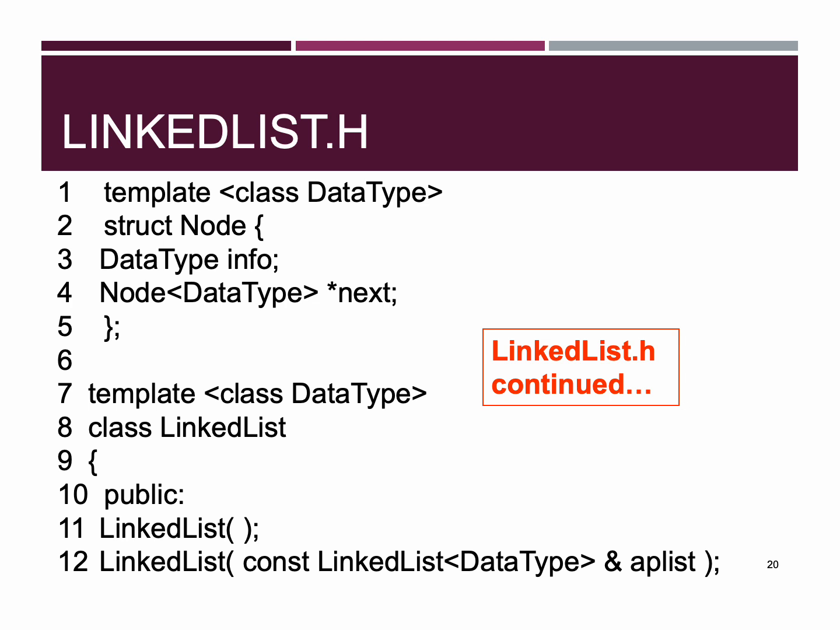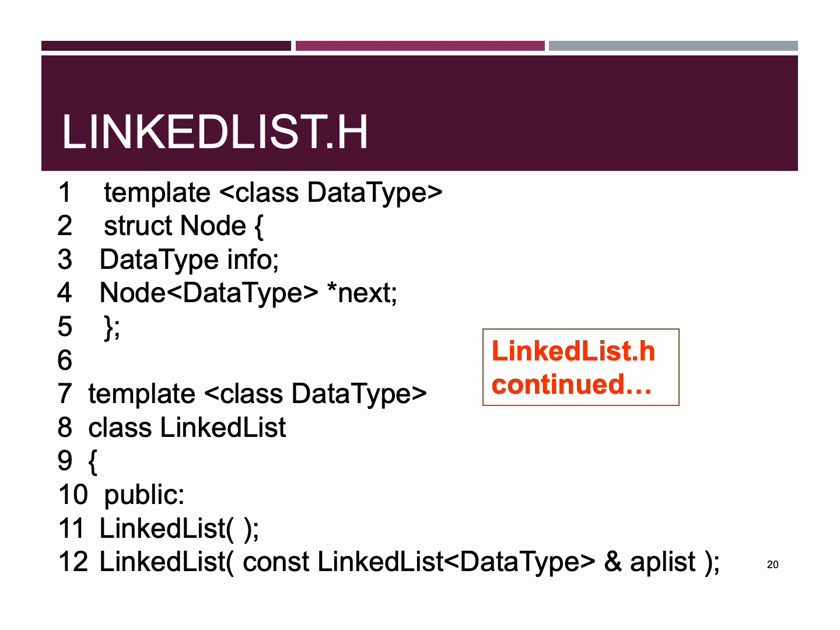Okay, so now let's take a look at the LinkedList.h, which is a header file which defines the structure and the implementation of our linked list. We begin with the declaration of a template which allows us to define the linked list for any data type.